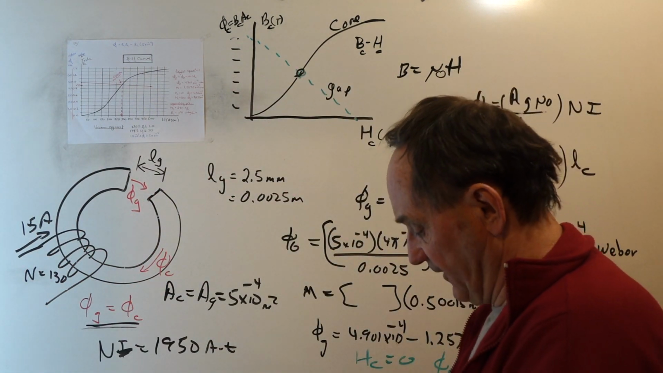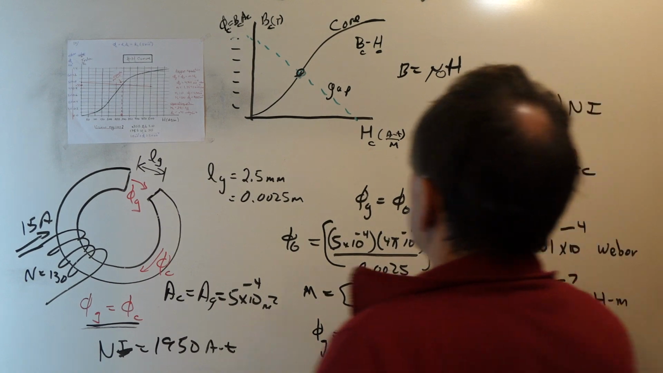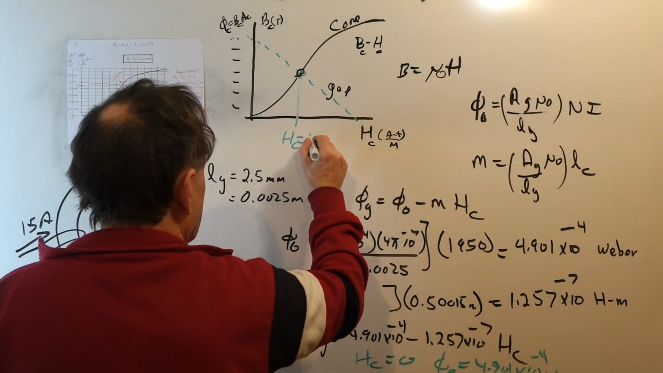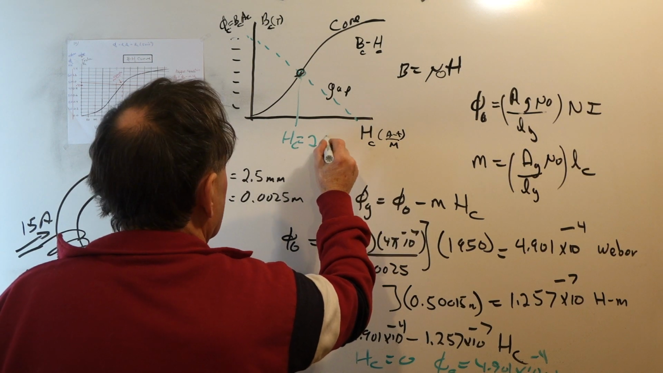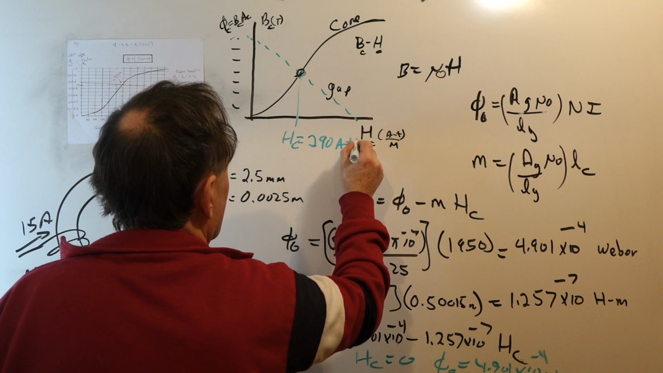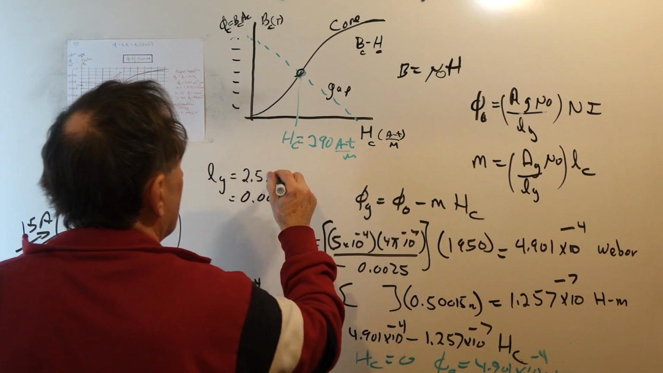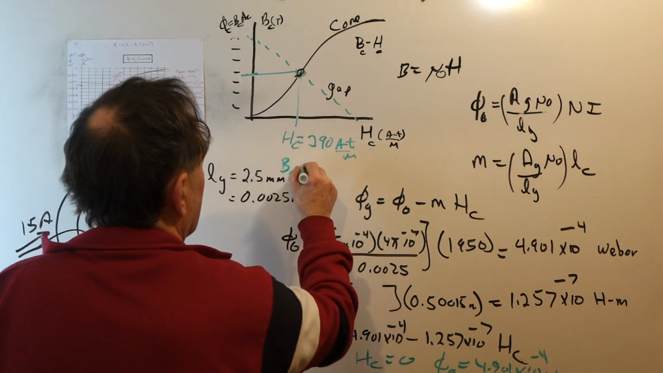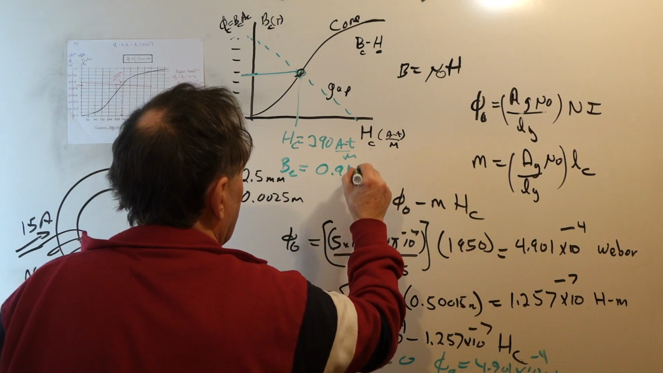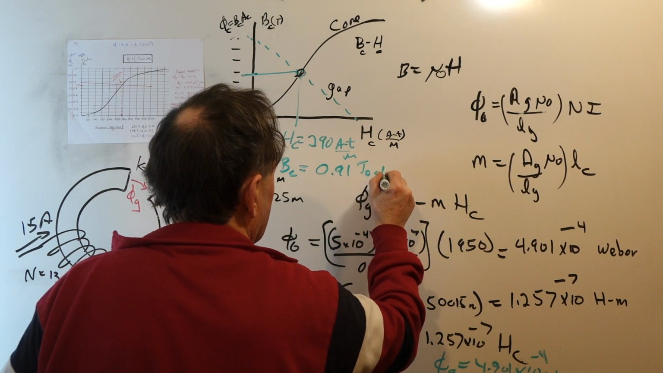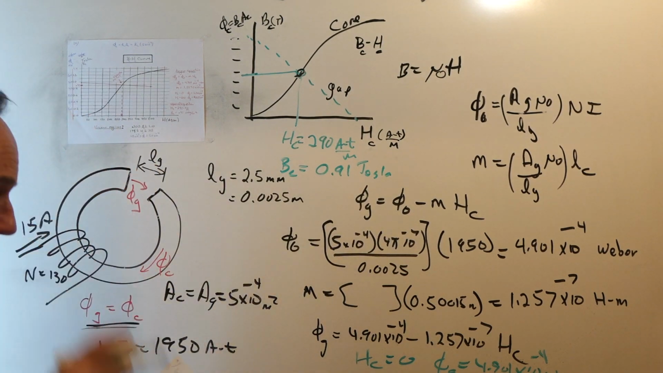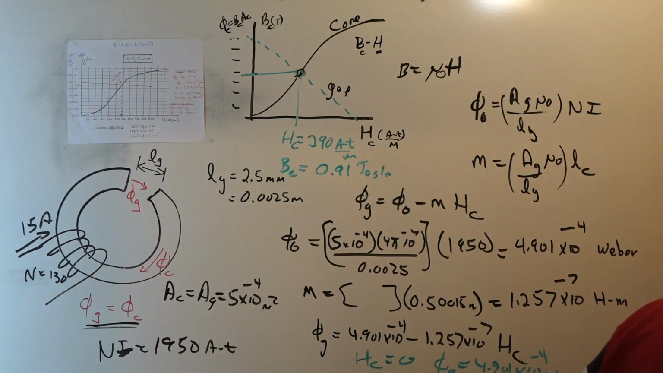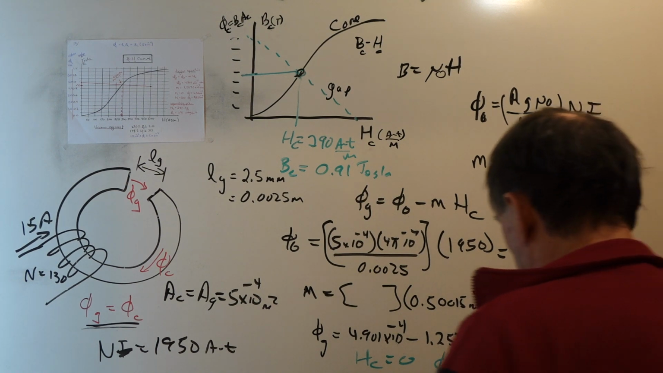So this is graphically how we solve the problem. In this case, our HC is 290 ampere turns per meter, and our BC, which we read off the graph, is 0.91 Tesla, just like we had before. So that's graphically how you can solve the network.